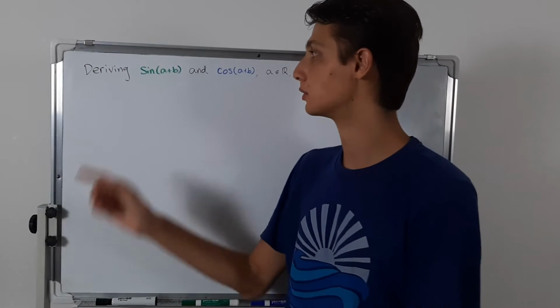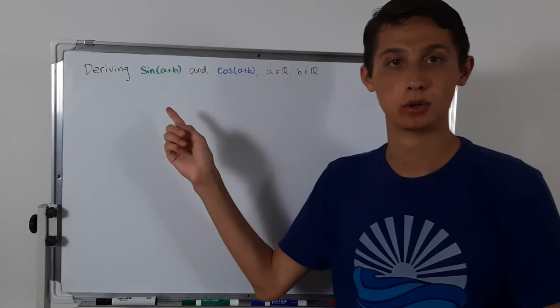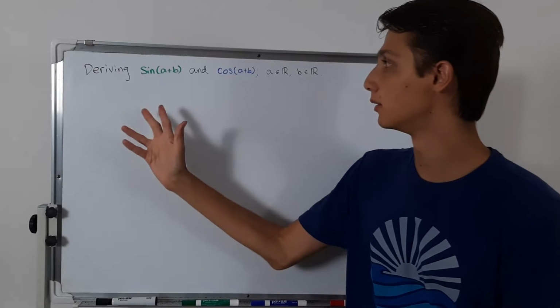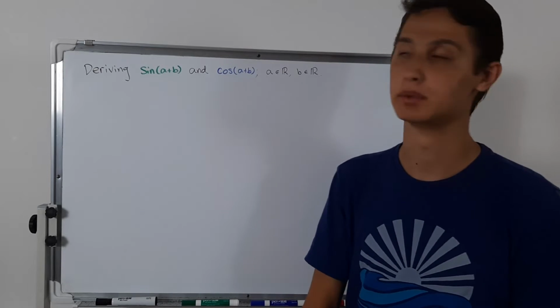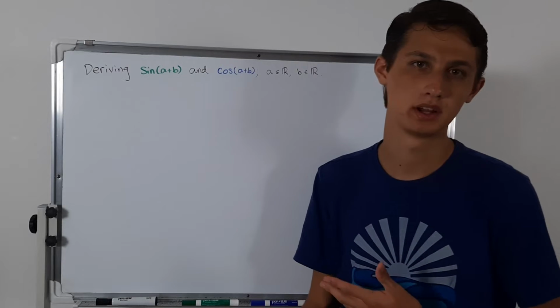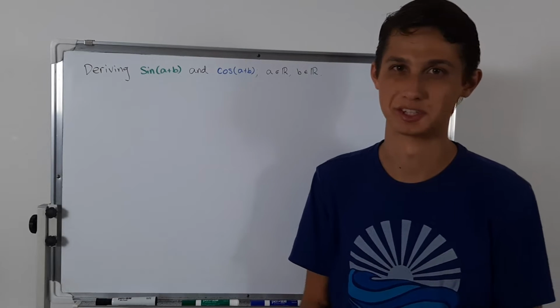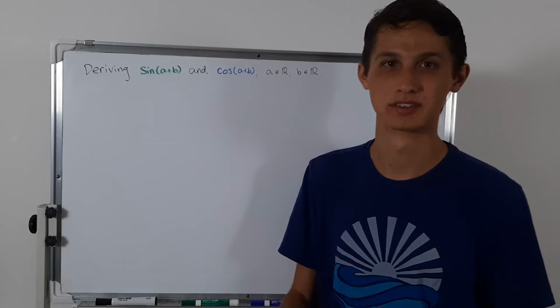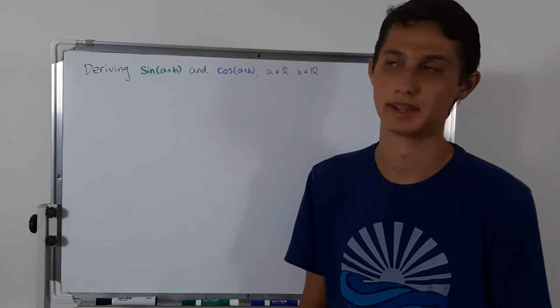Today we are going to be deriving the sine and cosine addition formulas. So sine of a plus b and cosine of a plus b, where a and b are real numbers. I'm not sure, they could probably be complex numbers, I'm not 100% sure about that, so let's just focus on real numbers, though it really won't make a difference in the proof.